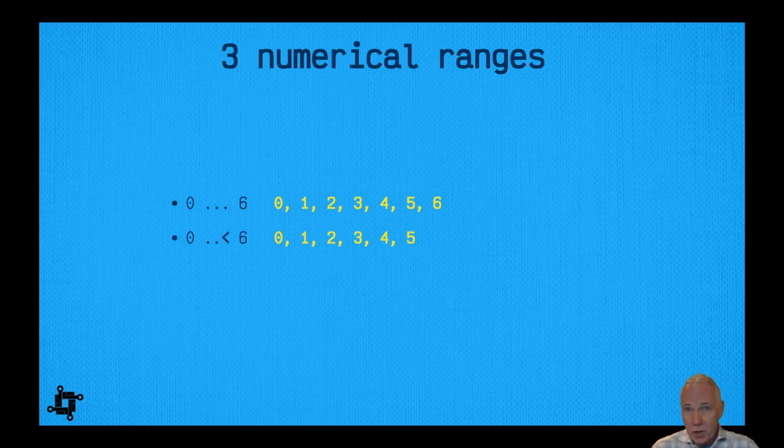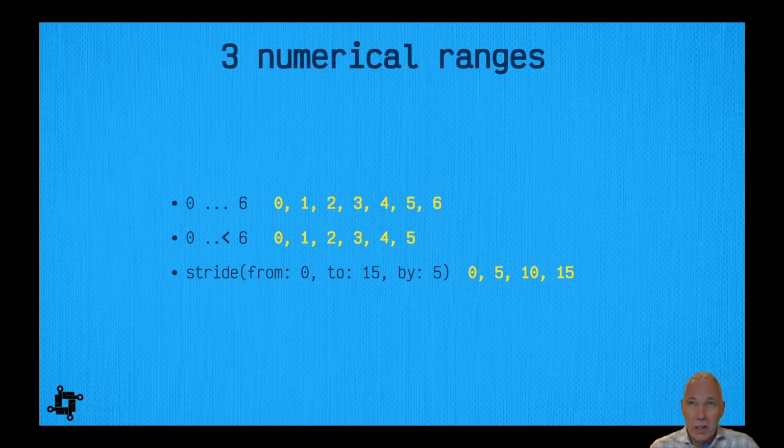Now, the second way to specify it is basically the same start and end numbers, but notice here we have this less than sign. And that less than sign means go up to, but do not include the 6th value. So in essence, we're going to go 0 through 5.